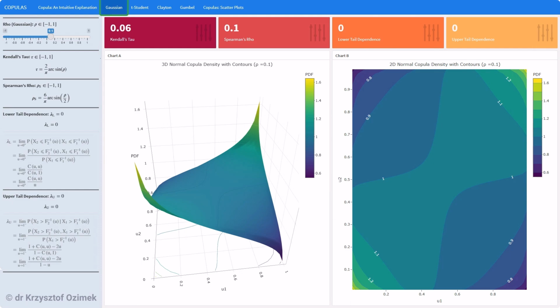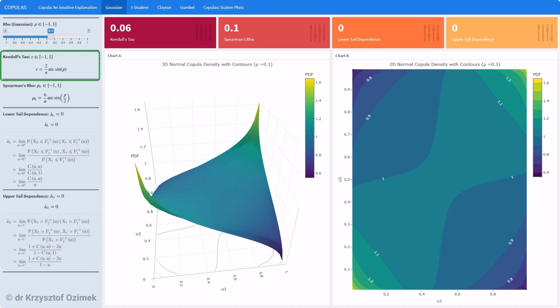Now, let's move on to the Gaussian copula. At the very top of the left panel, we can see that the Gaussian copula is dependent on the parameter rho. This parameter represents the correlation that defines the relationship between the variables whose distribution is being modeled. Initially, this correlation is set to 0.1, which is quite low.